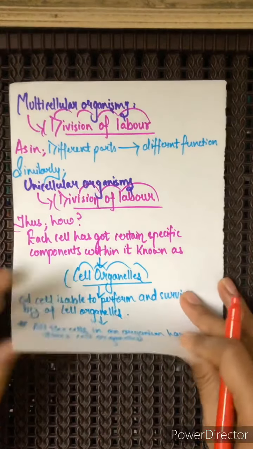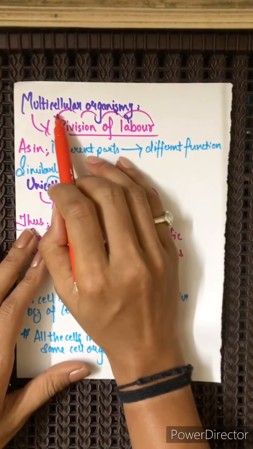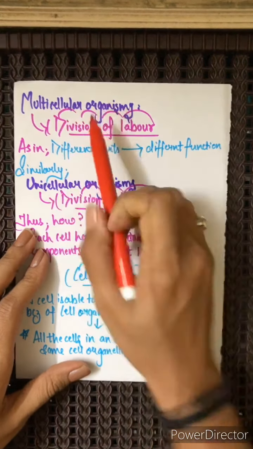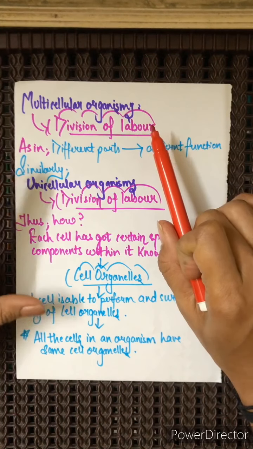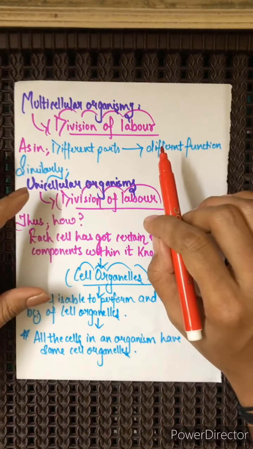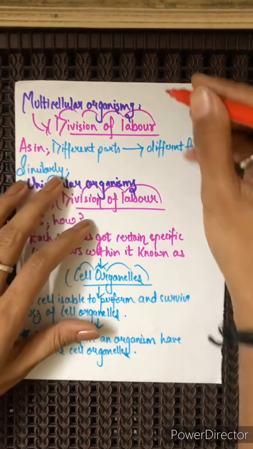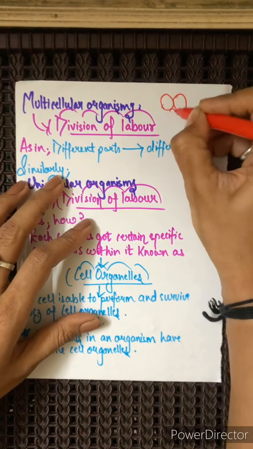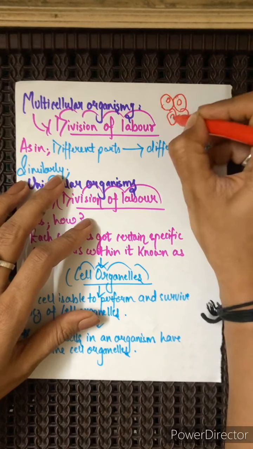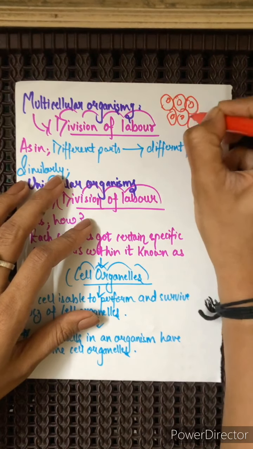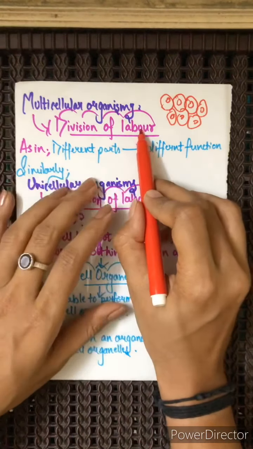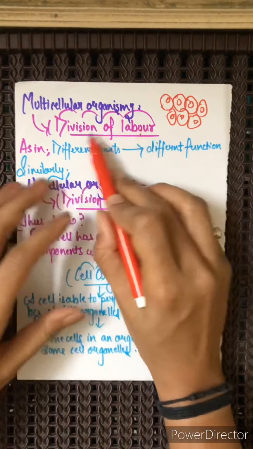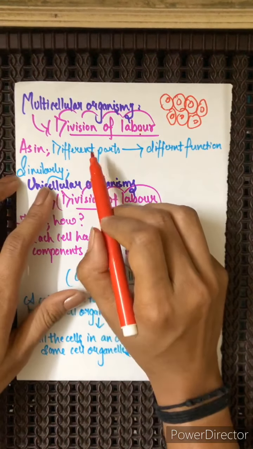Yes. Talking about the last thing, that is the multicellular organism. The multicellular organism shows division of labor. Division of labor as in it is made up of not one cell but many cells. Yes, so division of labor, the work, the labor, is divided. Yes, why is it divided?